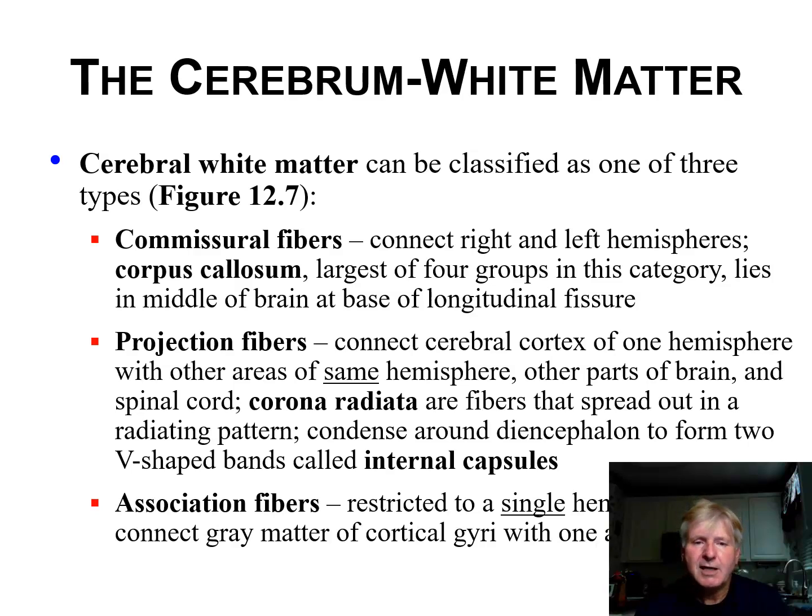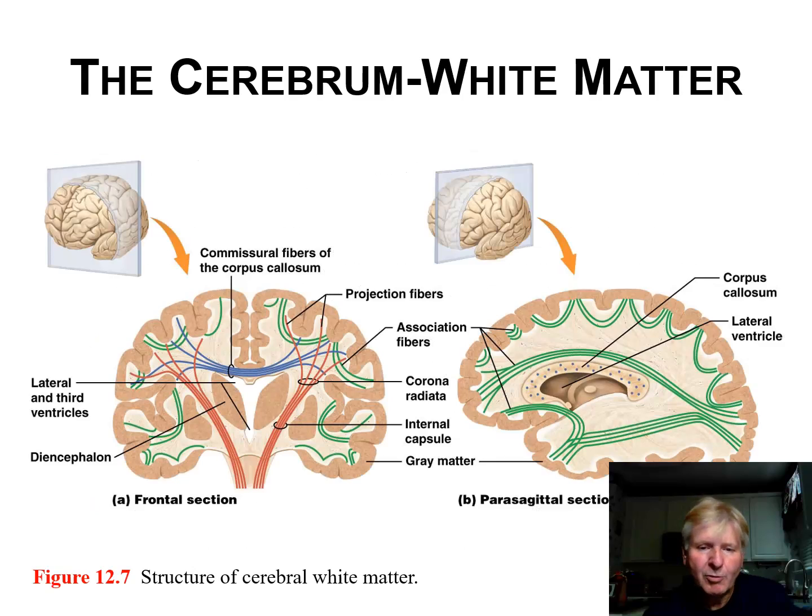The second group of cerebral white matter fibers are the projection fibers, which connect the cerebral cortex of one hemisphere with other areas in the same hemisphere, as well as other parts of the brain and the spinal cord. An example of projection fibers are the corona radiata, which come from the internal capsule, and they generally project from one area of the central nervous system to a higher region.